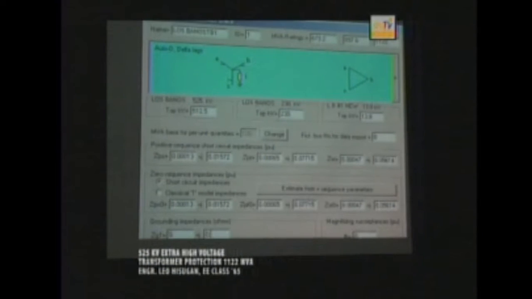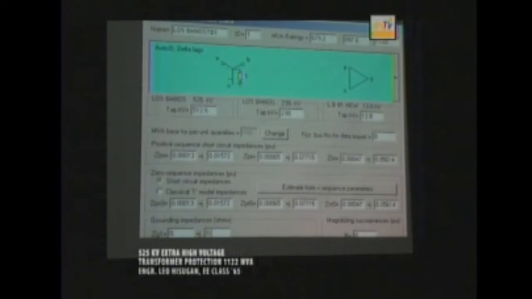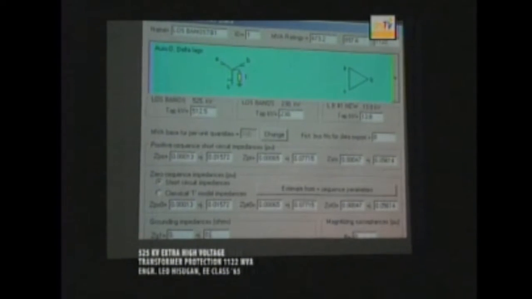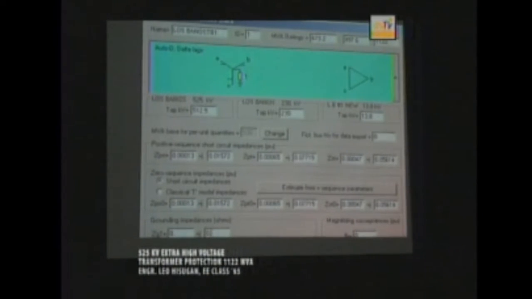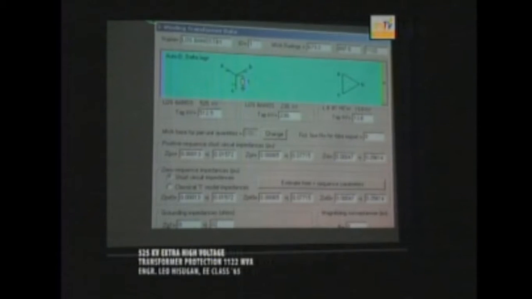As power systems protection engineers, we can model our transformer impedances from high to low, low to tertiary, high to tertiary. And the 525 kV transformer is Y grounded, with delta on the tertiary. You can model it as an autotransformer. So we get all the positive sequence impedance here.